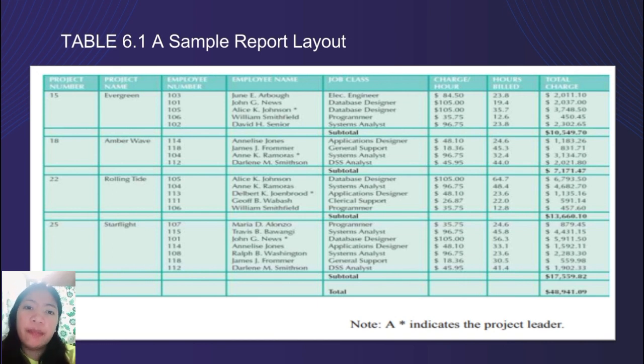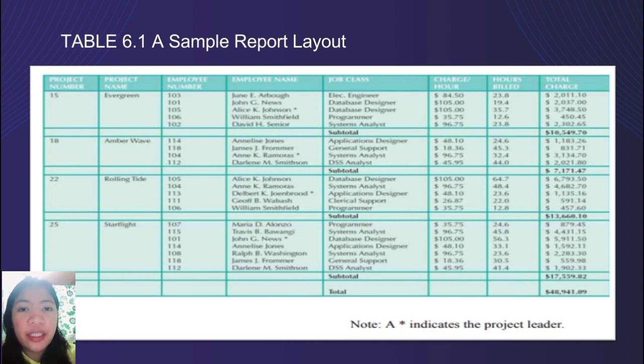The table in the image is a sample report layout for project management. It shows the following information: the project number and name of each project, the employee number and name of each employee involved in the project, the job class of each employee indicating their role and responsibility, the charge per hour of each employee indicating their hourly rate, and the hours billed of each employee indicating how many hours they worked on the project.